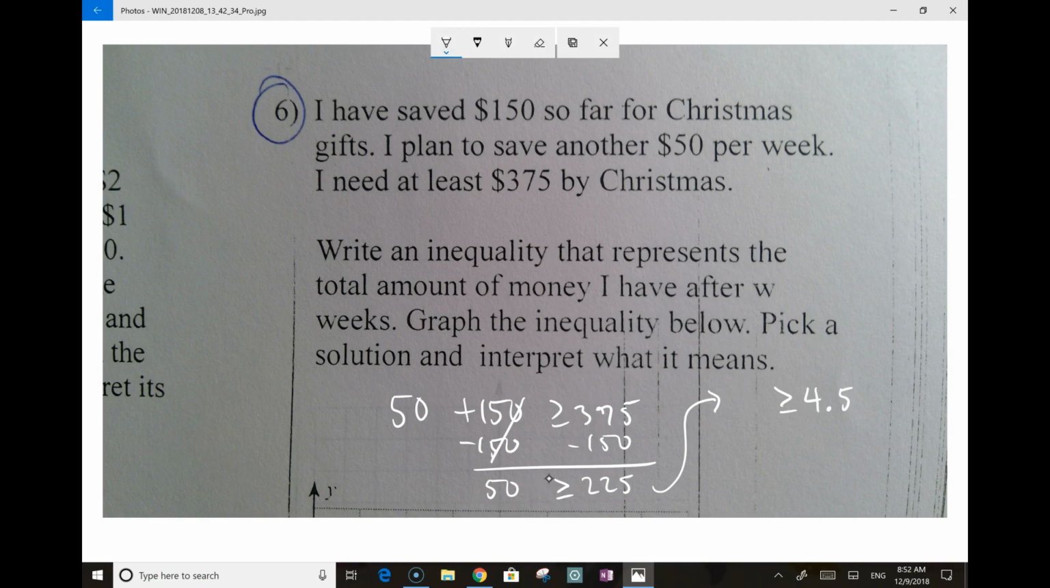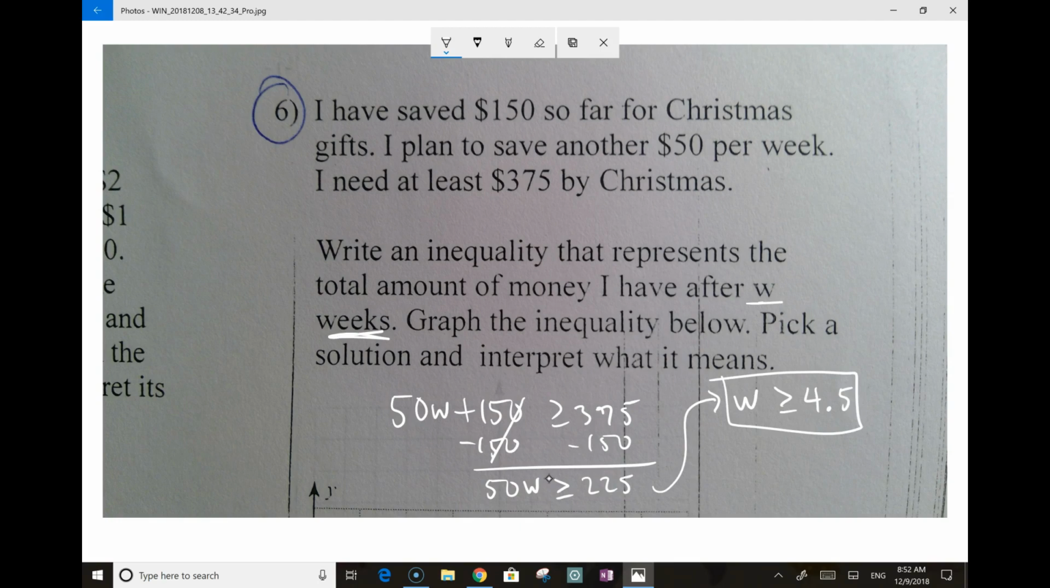Now, this should be w, which it doesn't really matter too much. But since they gave us w for weeks, we're going to stick to that. Since w represents the number of weeks that go by, what this answer means is that if you were to save for 4.5 weeks or more, then you would have a minimum of $375 saved or more.